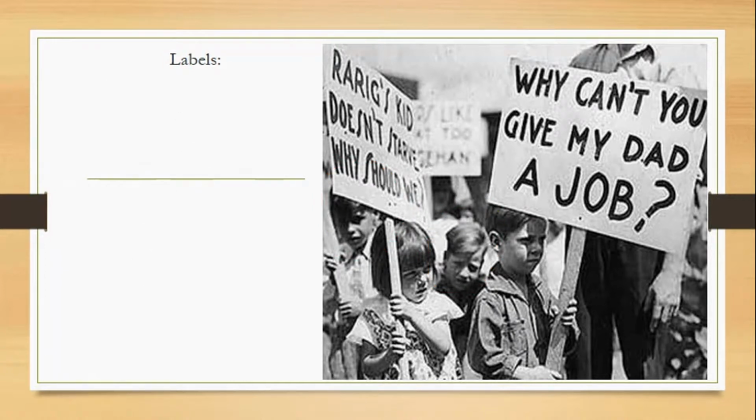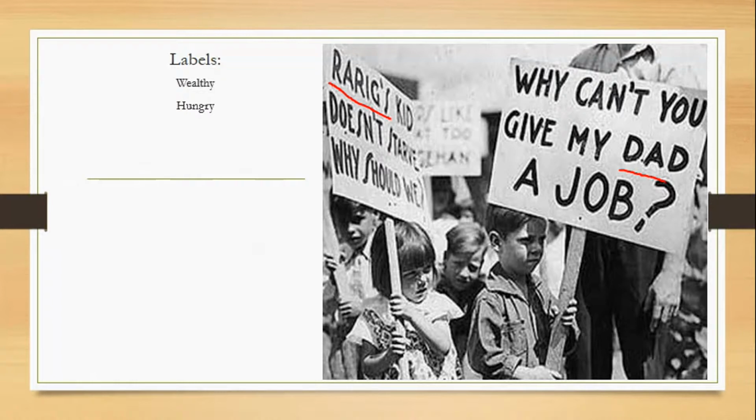The next thing to consider when you're looking at a visual image is the labels. Are there any labels in the image? And after reading the signs, I noticed that there's a label of wealthy. It appears that Rorig is wealthy while this dad is poor. So that would be the label.